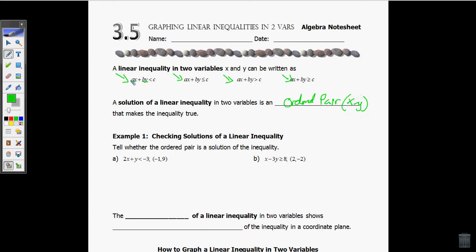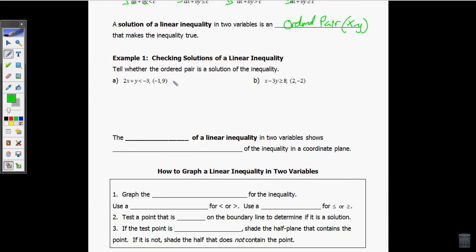So I could put in an x value, I could put in a y value, and that would mean that the inequality came out true. Basically the same definition as a linear equation, with the exception that now instead of looking at equality, we're looking at inequality signs. So nothing really has changed. So in the first example, all we're doing is checking to see if a specific ordered pair actually is a solution of the inequality. How do we do that?